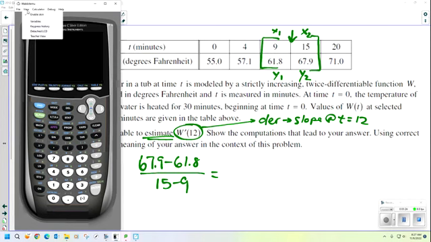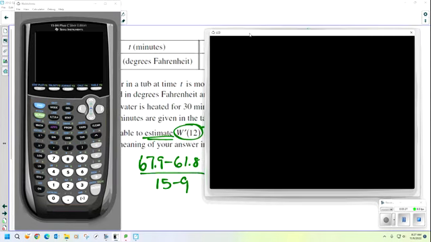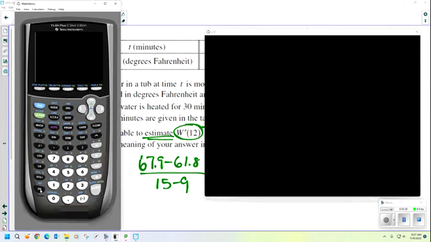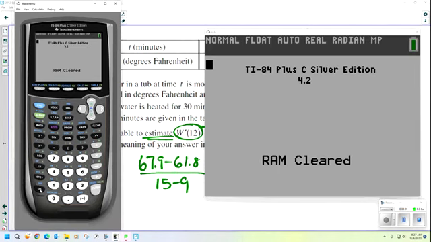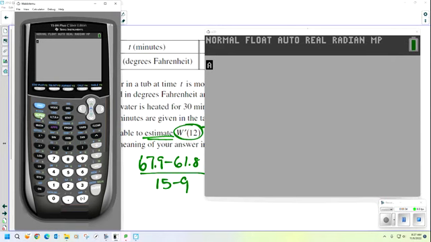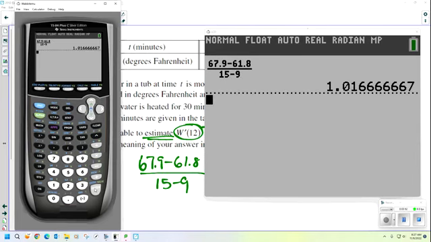I'll do this so we can see the fraction in the background. Turn this bad boy on. And anytime I have a fraction, alpha y equals enter. I'm just going to use that function, alpha y equals, so I don't got to use parentheses for the top or bottom. Makes it a lot easier. 67.9 minus 61.8 all over 15 minus 9. I get 1.0166666. I am going to round.